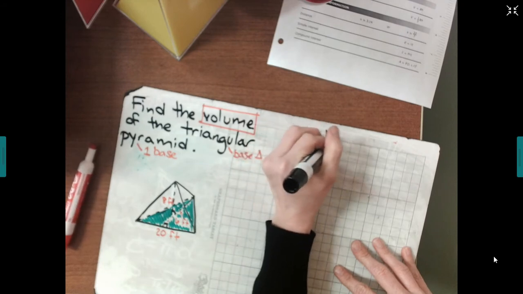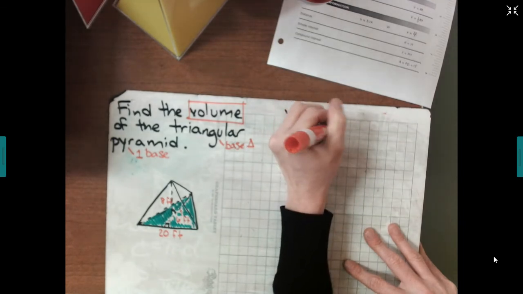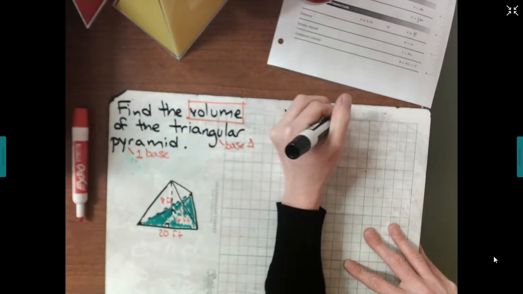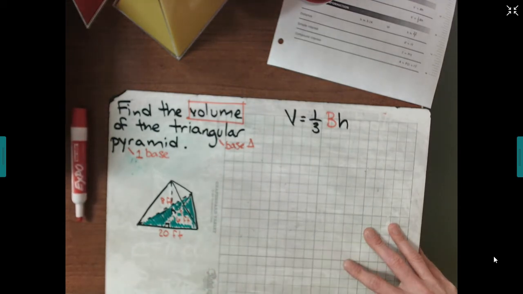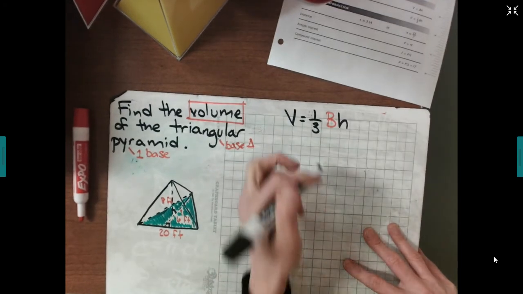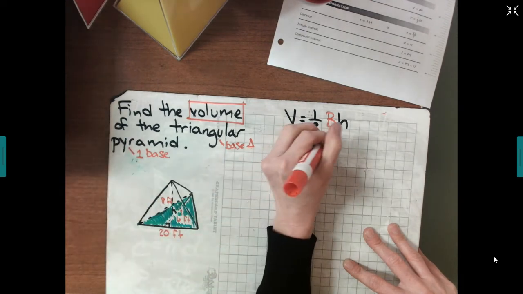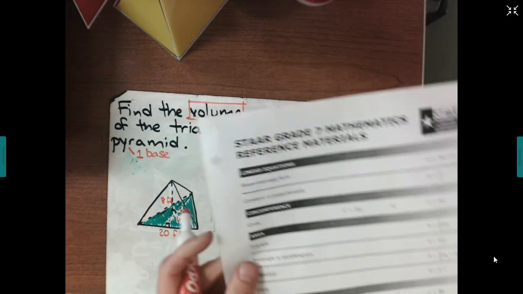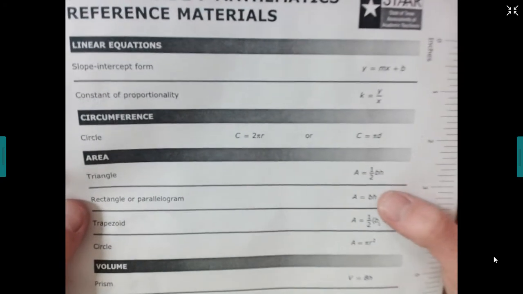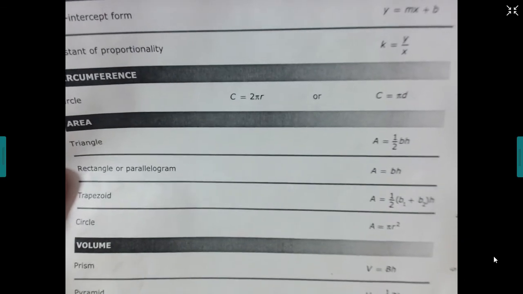Volume equals 1/3 the area of my base times my height. Okay, my base is now a triangle. It is not a rectangle. So I'm going to plug in the formula for area of a triangle for my big B. Man, I cannot for the life of me remember this formula. Star chart. Area of a triangle. Oops. Area of a triangle is 1/2 the base times the height.